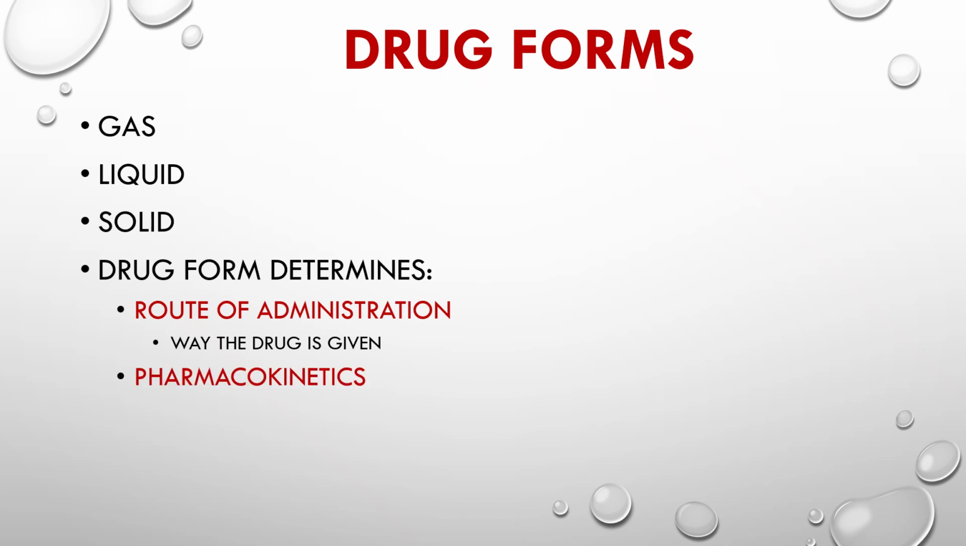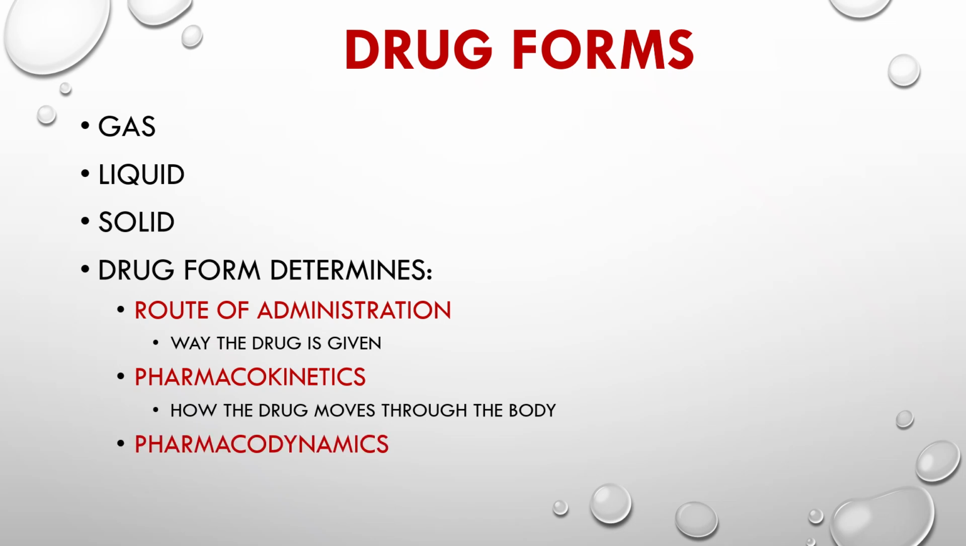It determines what's called pharmacokinetics, and we have a whole chapter about pharmacokinetics, but that's just how the drug moves through the body, how the body kind of interacts with the drug. So how does it get places in and out of the body? And then it also determines the pharmacodynamics, another chapter all about that, which is the effect the drug then has on the body. So the form that the drug comes in can change how it interacts with the body.